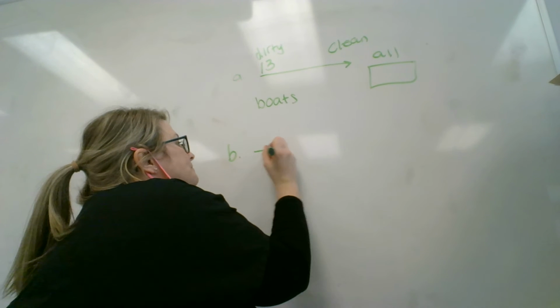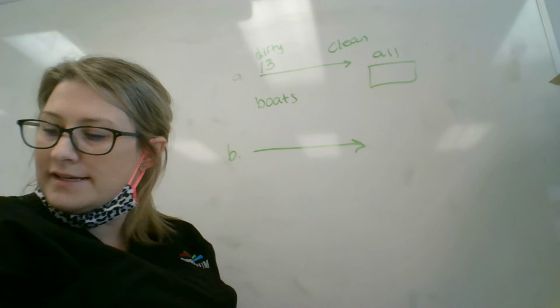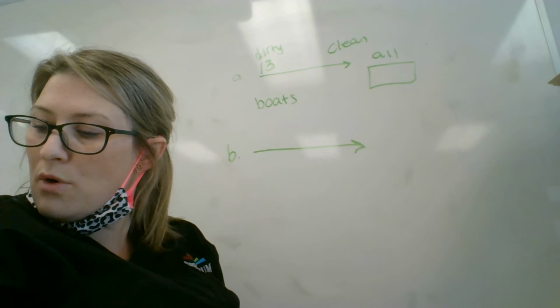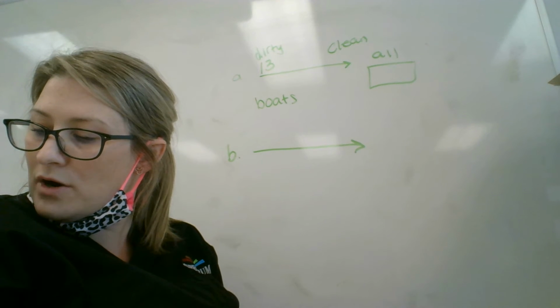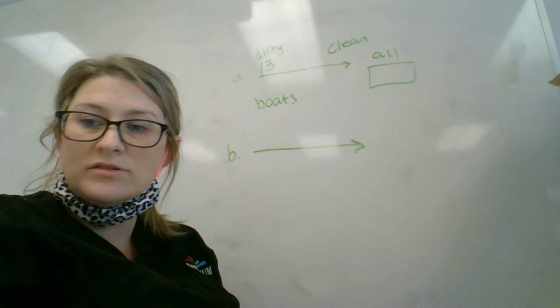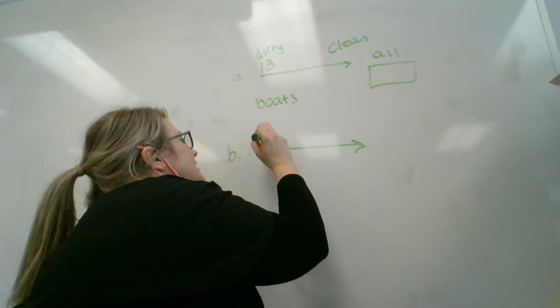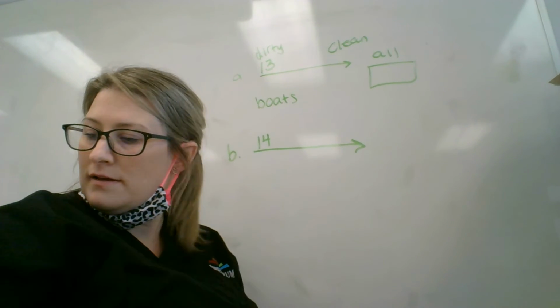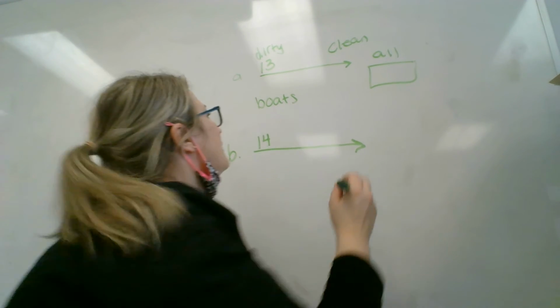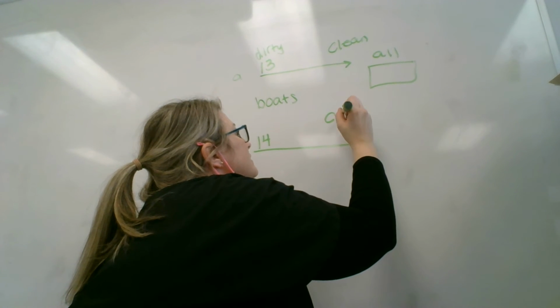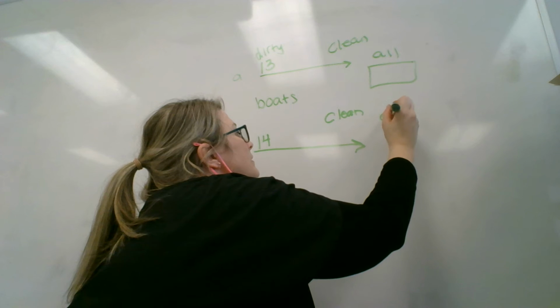Problem B says there were 14 more dirty boats than clean boats. Okay, so I'm still talking about boats here. The difference number is 14. And I'm talking about clean boats and dirty boats.